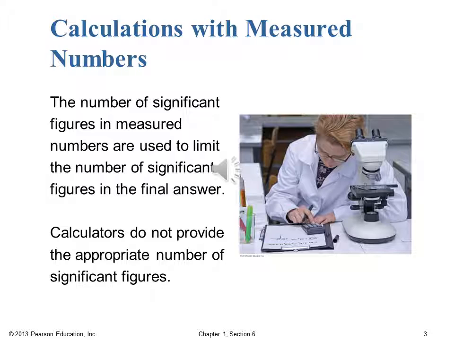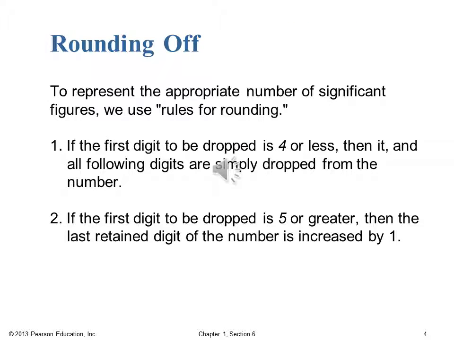The series of calculations you might do with measured numbers will be impacted by whether, again, it's an addition or subtraction type mathematical operation or multiplication or division. And of course, you are smarter than your calculator. Your calculator doesn't know anything about significant figures or the rules therein, so do not trust that your calculator will automatically give you the correct number of significant figures. It almost never does. So if we can't trust our calculator, how do we know what to do?